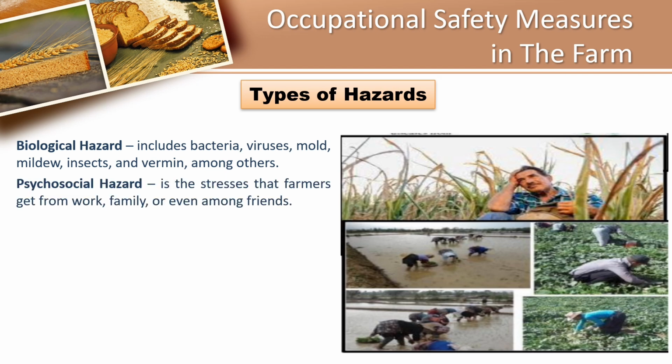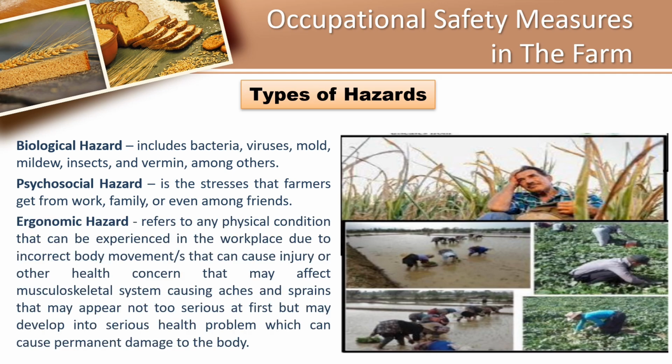Psychosocial hazard is the stresses that farmers get from work, family, or even among friends. Ergonomic hazard refers to any physical condition that can be experienced in the workplace due to incorrect body movement that can cause injury or other health concerns that may affect the musculoskeletal system, causing aches and sprains that may appear not too serious at first, but may develop into serious health problems which can cause permanent damage to the body.